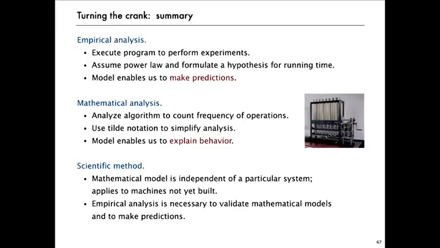And this is a fine example of the use of the scientific method to understand the artifacts that we're studying, the algorithms. Our mathematical models are usually independent of a particular computer system and even applied to machines that are not yet built. But we always validate our mathematical models by running experiments on real machines so that we can be confident when we're making predictions and analyzing algorithms.